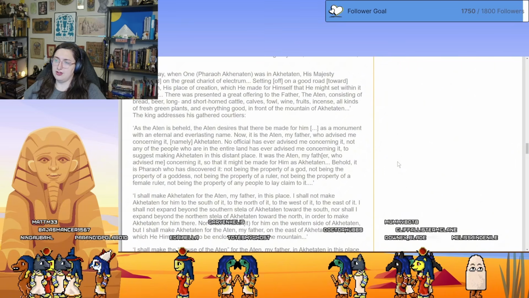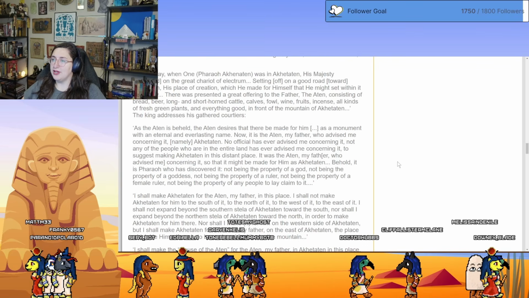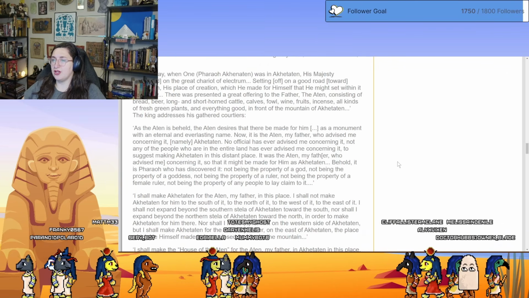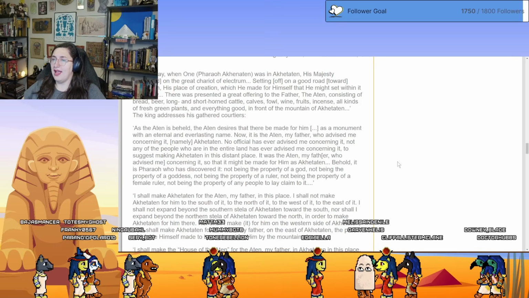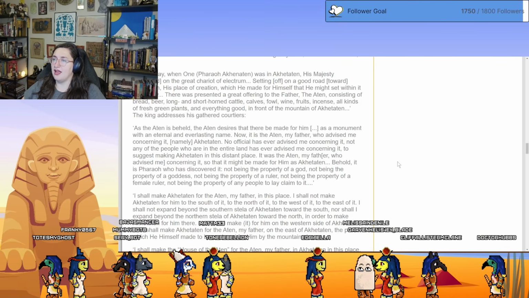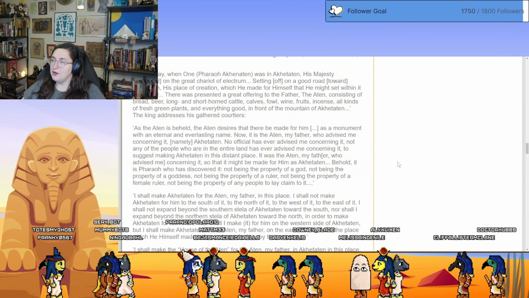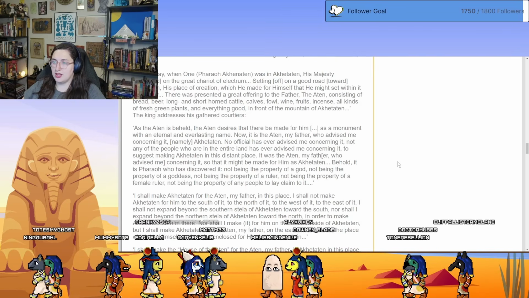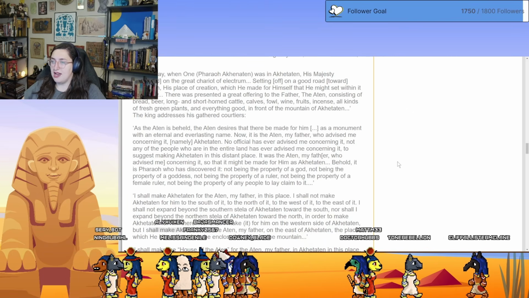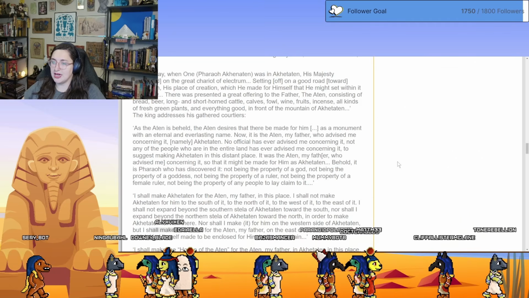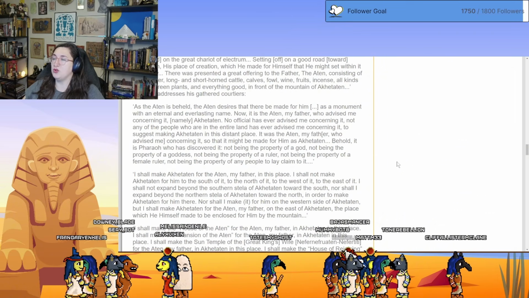As the Aten is beheld, the Aten desires that there be made for him a monument with an eternal and everlasting name. Now it is the Aten, my father, who advised me concerning it, namely Akhetaten. No official has ever advised me concerning it. Not any of the people who are in the entire land has ever advised me to suggest making Akhetaten in this distinct place. It was the Aten, my father, who advised me concerning it, so that it might be made for him as Akhetaten. Behold, it is Pharaoh who has discovered it, not being the property of a god, not being the property of a goddess, not being the property of a ruler, not being the property of a female ruler, not being the property of any people to lay claim to it.